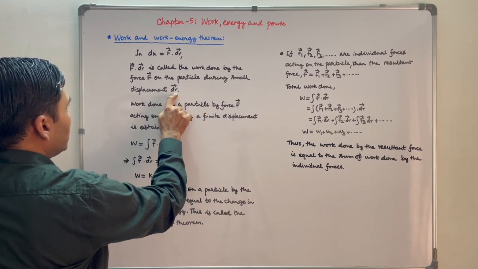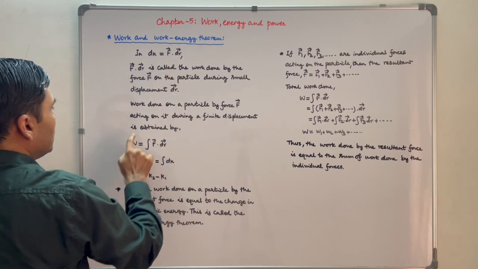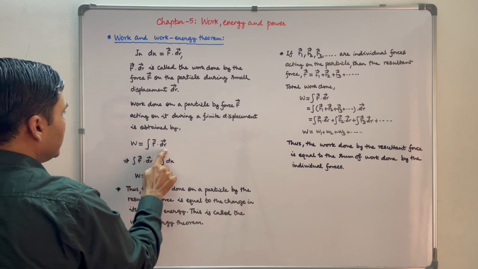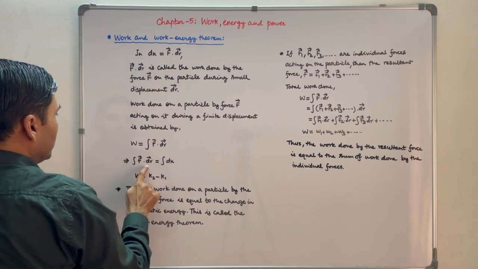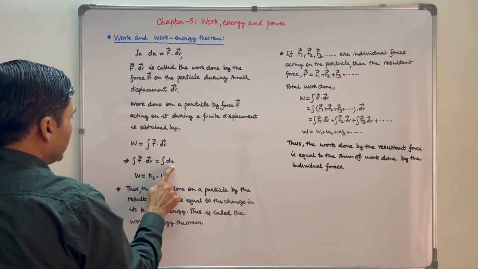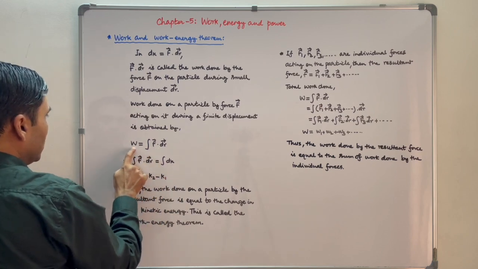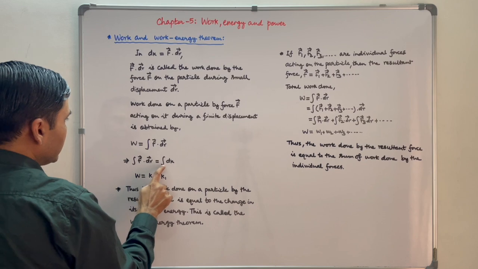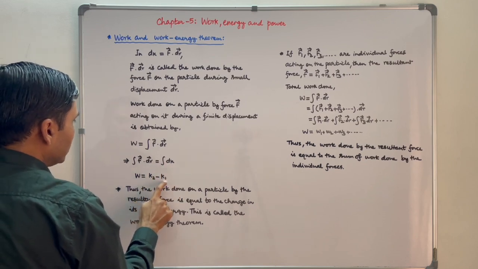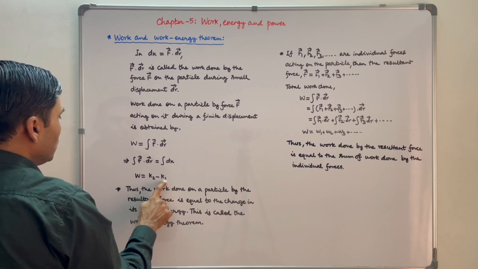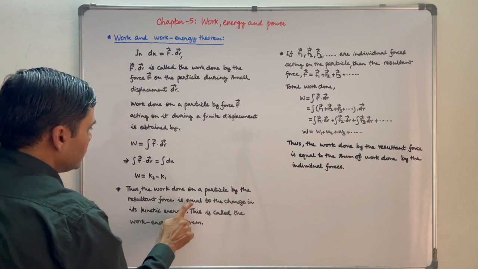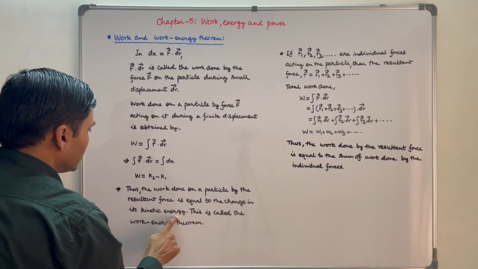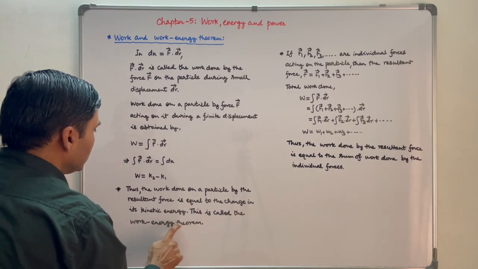If we have to calculate the work done for a finite displacement, we need to integrate this. So W = ∫F · dr. F · dr is equal to dK. So integration of F · dr is equal to integration of dK. Integration of F · dr is equal to W. So W = ∫dK = K2 − K1. That is the change in kinetic energy. So we can conclude that the work done on a particle by the resultant force is equal to the change in the kinetic energy. This is called the work energy theorem.